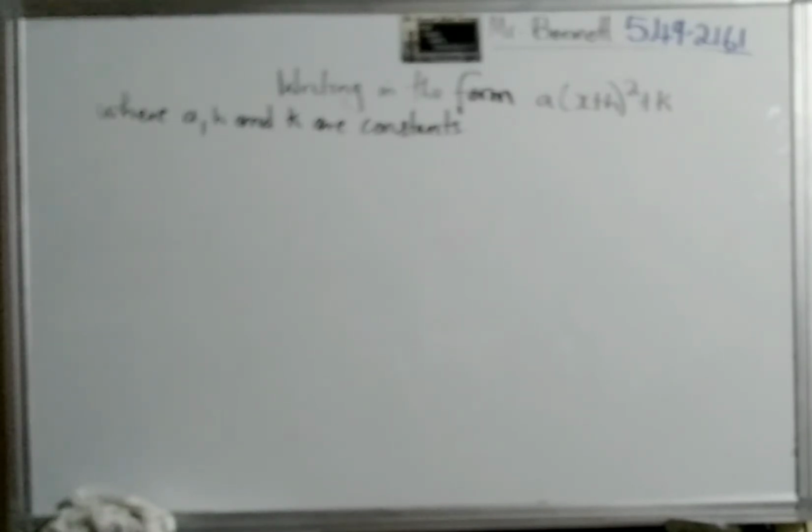Today we'll be looking at writing in the form a(x plus h) squared plus k, where a, h and k are constants. Now this topic is very important, especially when you find a minimum or maximum turning point. So you can go and read up on that. Alright, so let us begin.